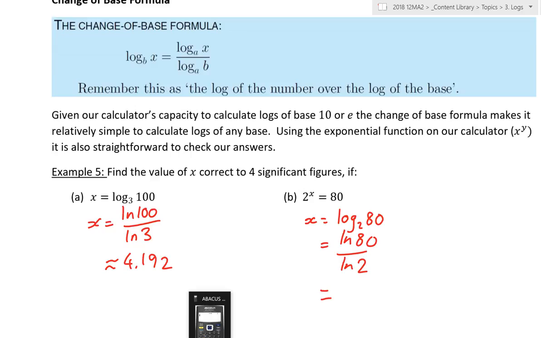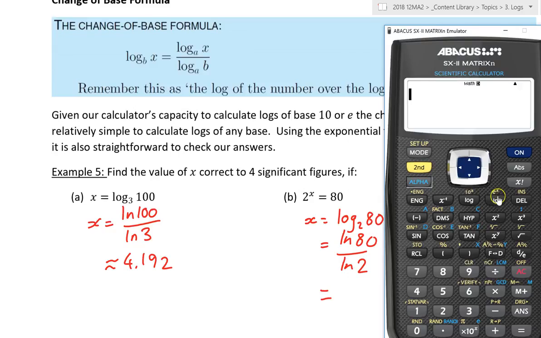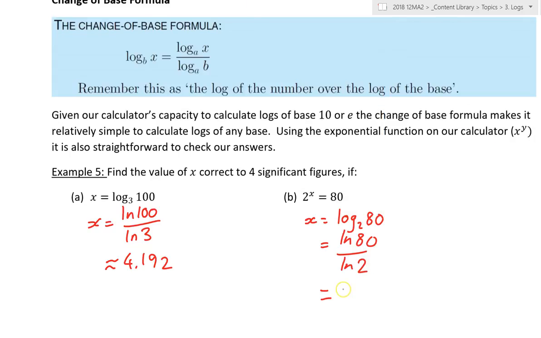And again, out comes the calculator. Log of 80 divided by the log of 2, and I get 6.322. Now, 2 to the power of 6.322 should be 80.